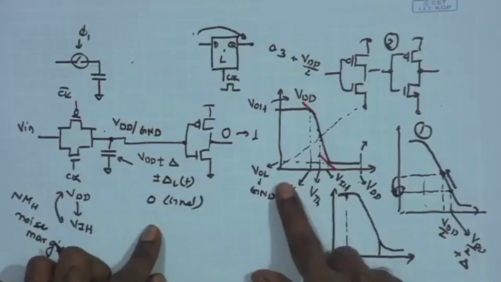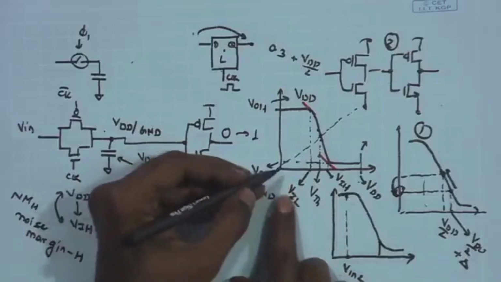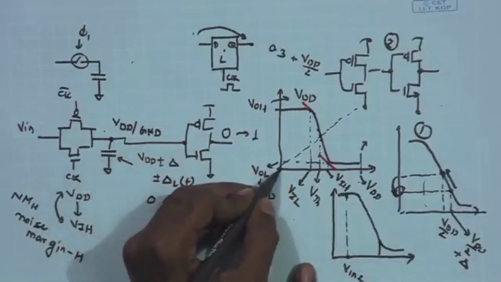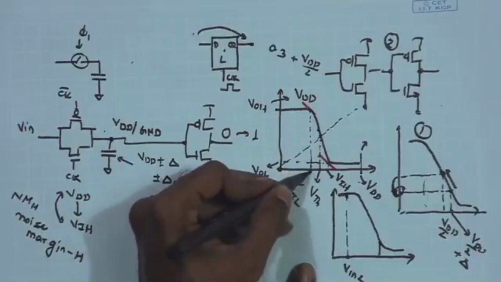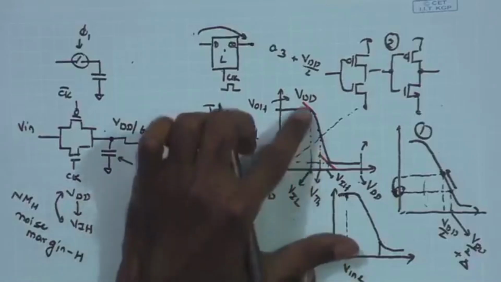So, what is that value? Once again, the initial sampled value was 0, but if the 0 value increases to VIL and we enter into this high slope region.